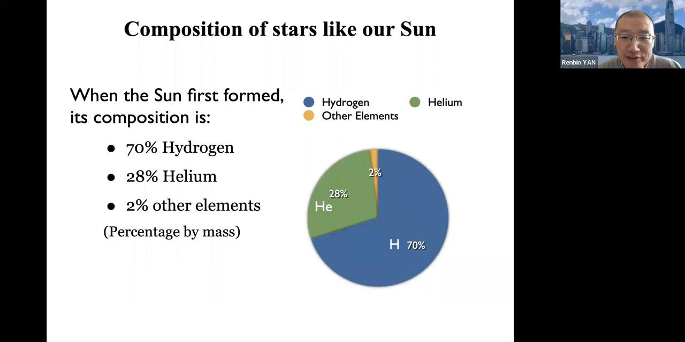To talk about that, we first need to talk about the composition of the sun. When the sun first formed, its composition was about 70% hydrogen, 28% helium, and 2% other elements. And this is very similar to the composition of the gas at the beginning of the universe. When the universe first formed, you had about this much hydrogen and this much helium and a small fraction of heavy elements.